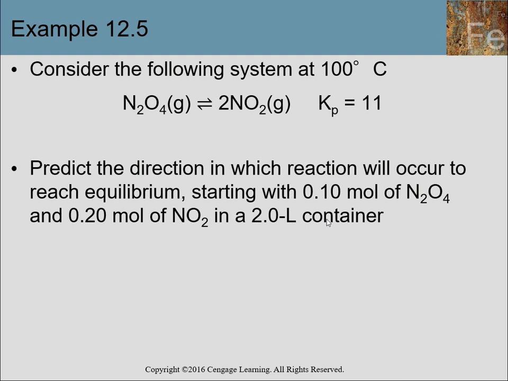So here we have a system, and it only consists of two pieces. It's dinitrogen tetroxide and nitrogen dioxide. And I want to know which direction this reaction will go. If I know the Kp is 11, and I know when I start, I put 0.1 moles of dinitrogen tetroxide into the material, and I put 0.2 moles of nitrogen dioxide in a 2-liter container. And again, another important part here is it's all happening at 100 degrees Celsius. What's going to happen? Which way is this going to go? That's all I want to know. I don't want to know what the concentrations are at the end. I want to know which way it's going to go.